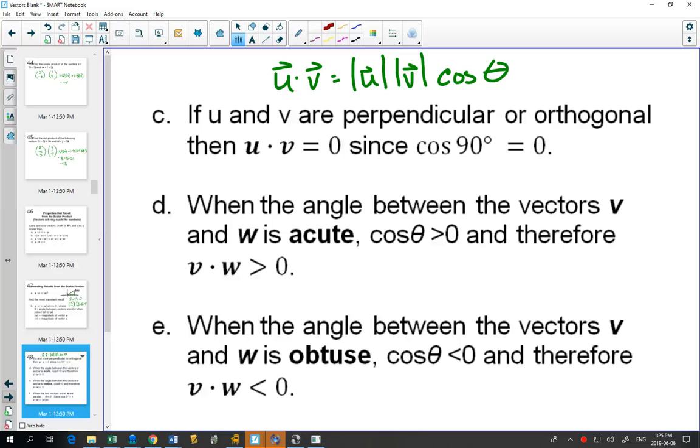In quadrant 1, cos is positive. In quadrant 2, cos is negative. So if the dot product is positive, you know that there is an acute angle between the two vectors. If the dot product is negative, that tells you the angle between them is obtuse.